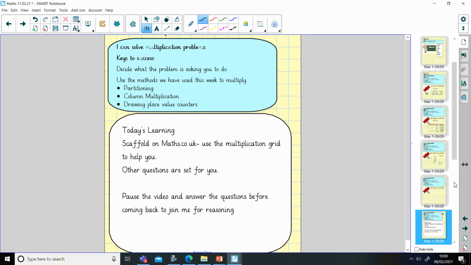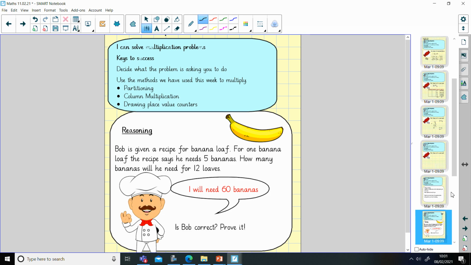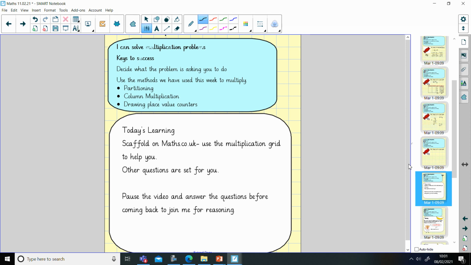Okay, so today's learning, children, it's the same learning for everybody, but it's how you approach it and the method that you use. So you've got some scaffolded questions which are smaller numbers. And again, you can use the multiplication grid. You can pick the method that best suits you. There are also some stretch questions as well. Okay, so pause the video and then come back to me. We'll do some reasoning work.